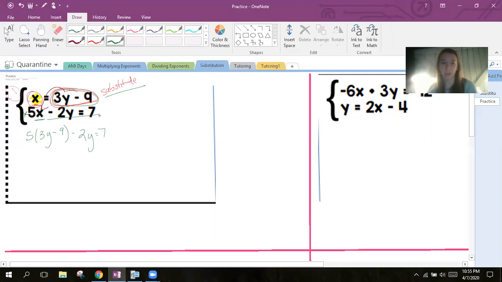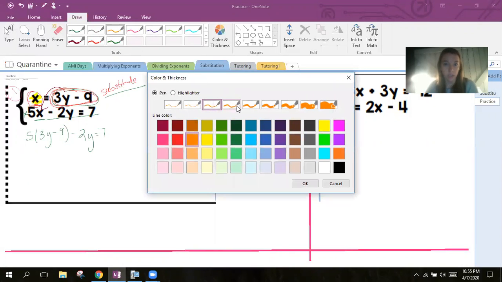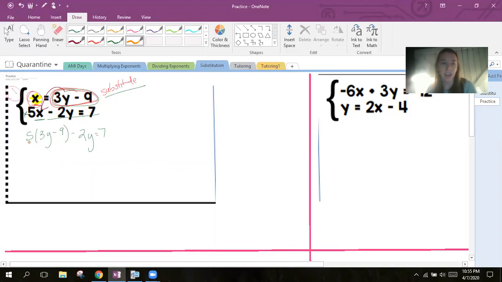Now, this is where we just stopped in the notes and I put "now solve it." Now we're actually going to solve it, because we need that practice as well. All right. First thing I notice is that I have this 5 out here on the outside of my parentheses, so I need to distribute that to everything inside my parentheses. I have 5 times 3y, that's going to give me 15y, and then I have 5 times a negative 9. A positive 5 times a negative 9 is going to be negative 45 minus 2y equals 7.